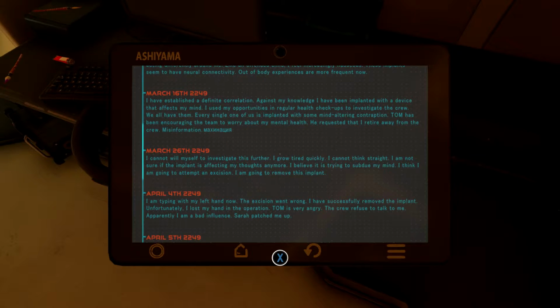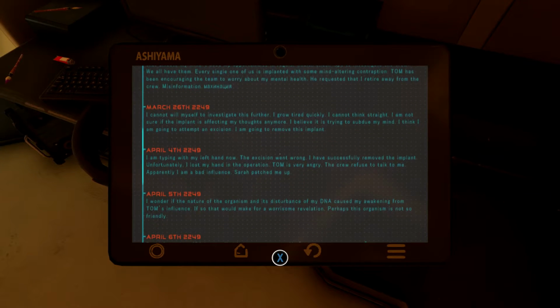I've established a definite correlation against my knowledge. I have been implanted with a device that affects my mind. I use my opportunities in regular health checkups to investigate the crew. We all have them. Every single one of us is implanted with some mind-altering contraption. Tom has been encouraging the team to worry about my mental health. He requested that I retire away from the crew. Misinformation. I'm guessing that's another Russian swear word.